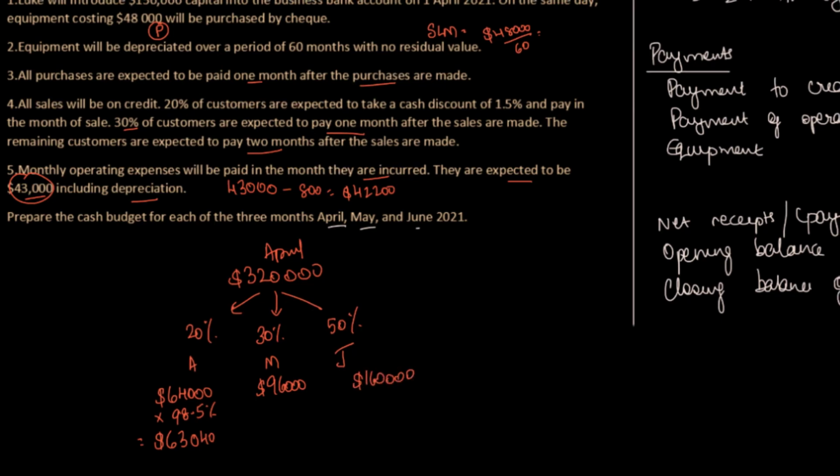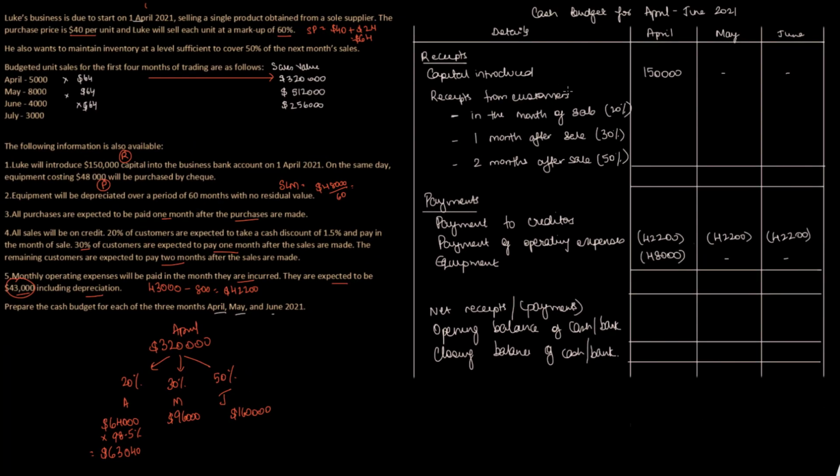So what I can do is I can go to my table, cash budget, receipts from customers in the month of sale, 20%. Under April, I can write 63,040. Then 30%. In the May column, I can write 96,000. And 2 months after sale, 50%. In June column, I can write 160,000. So that completes my analysis of just April sales. Same thing I have to do for May and same thing I have to do for June. So this was just for you to understand how to do the calculations.